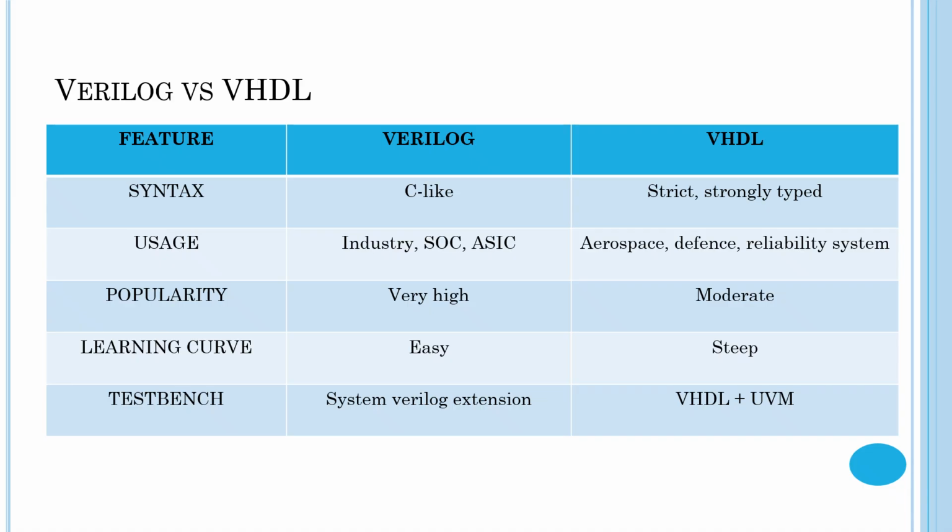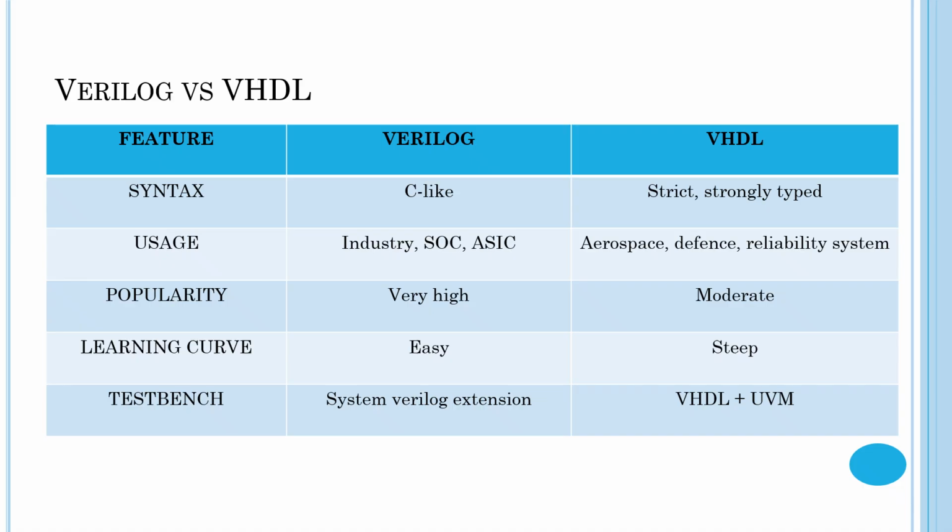On the other hand, VHDL has a syntax derived from Ada, which makes it much more structured and strongly typed. This means the language forces the designer to define everything clearly, such as the data types and the signal declarations. Because of the strictness, VHDL helps reduce design errors and improves reliability. This is why VHDL is commonly used in safety critical industries like aerospace, defense, and automotive.